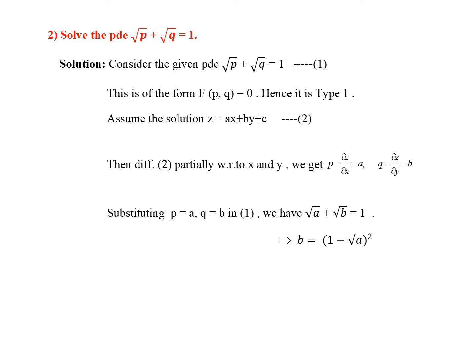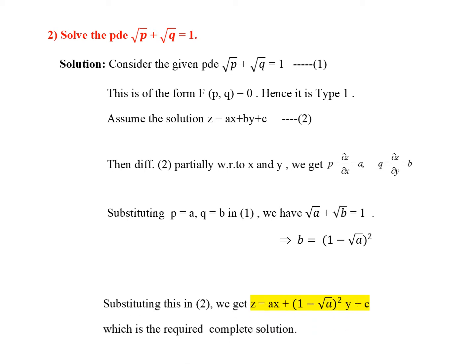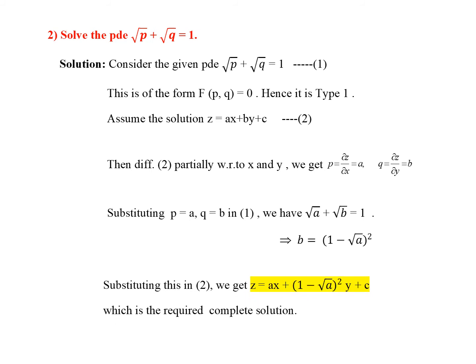From here, as I said, you should get the answer of one constant in terms of the other. So here we can get B as 1 minus root A the whole squared. When we substitute this answer of B in the solution 2 which we have assumed, we get Z equal to AX plus, in the place of B, 1 minus root A the whole squared into Y, plus C. Again, this is called the complete solution because it has only two arbitrary constants, which is equal to the number of independent variables.